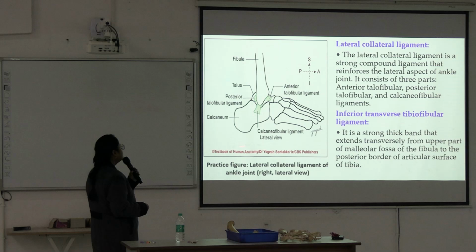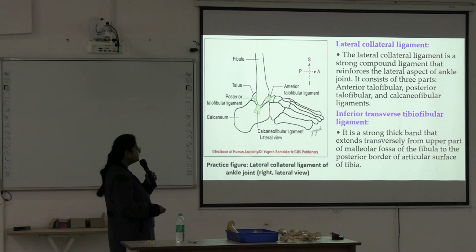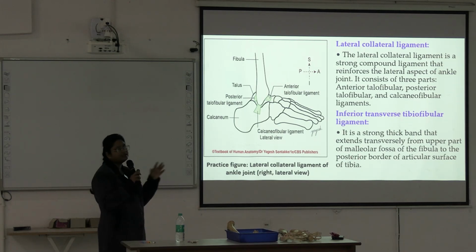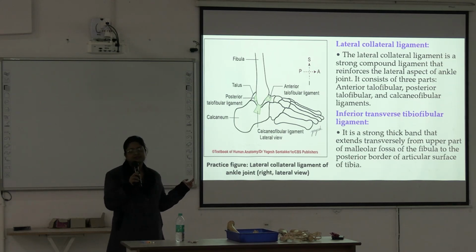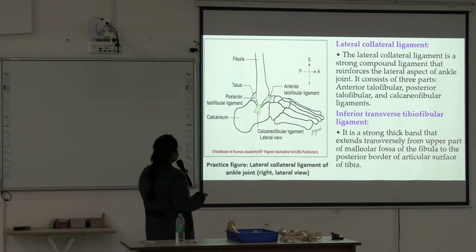Okay, understood? Next we go to the inferior transverse tibiofibular ligament. It is a strong thick band that extends transversely from the upper part of the malleolar fossa of the fibula to the posterior border of the articular surface of the tibia, connecting the lower ends of the tibia and fibula and forming the inferior tibiofibular joint. The inferior tibiofibular joint is not synovial; it is a fibrous type of joint formed by this ligament.